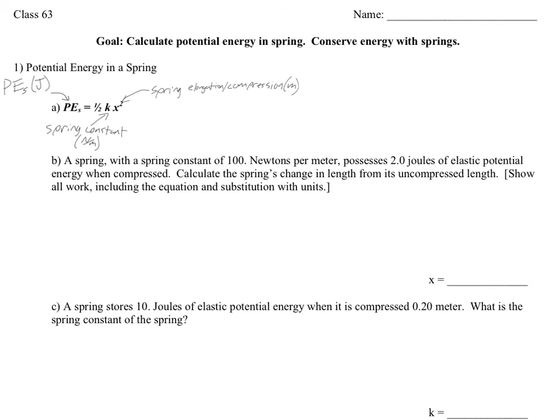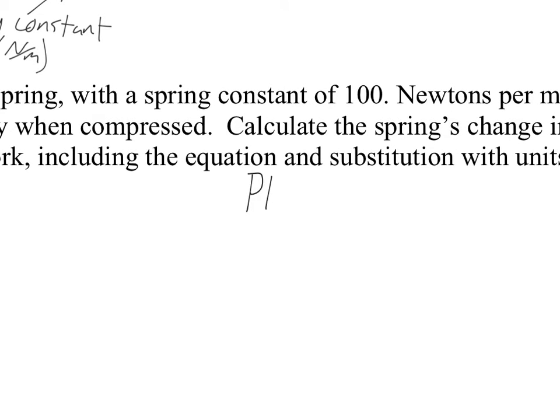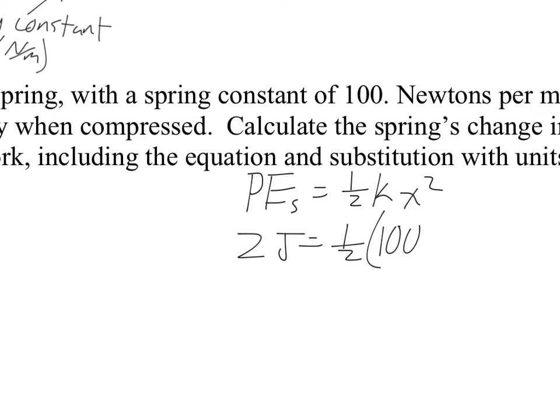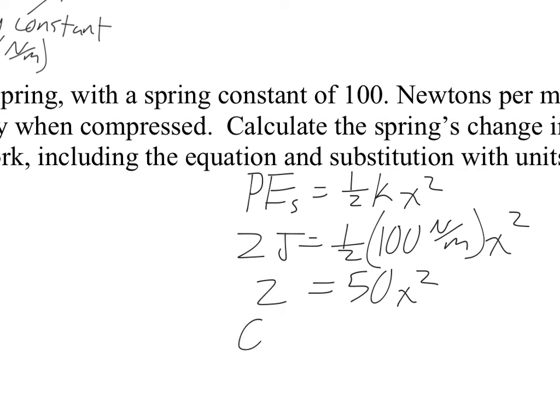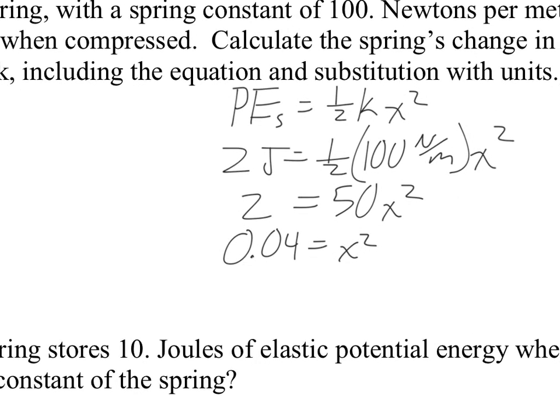So the first thing we'll do here is write down our equation. Our potential energy was 2 joules. That's equal to 1/2, k is 100 newtons per meter, and x is our unknown. So first we bring everything down: 2 equals 50 x squared. We divide both sides by 50, so we get 0.04 equals x squared. If we take the square root of both sides, we should end up getting that 0.2 meters is equal to x.